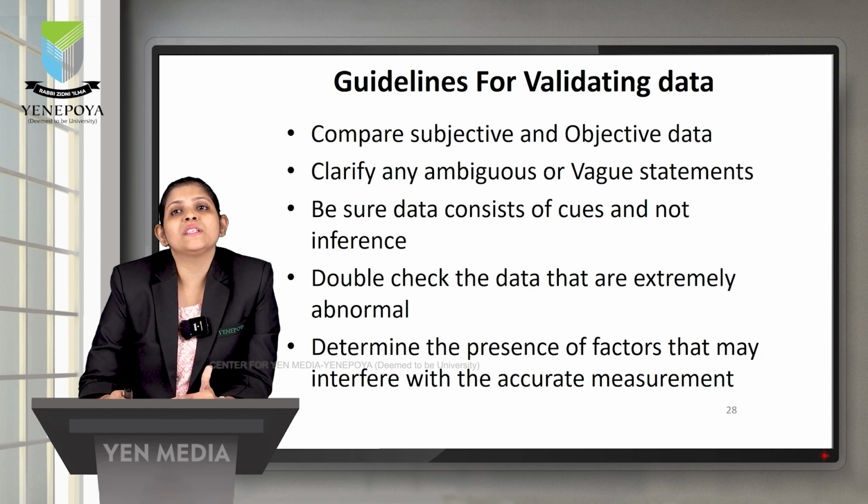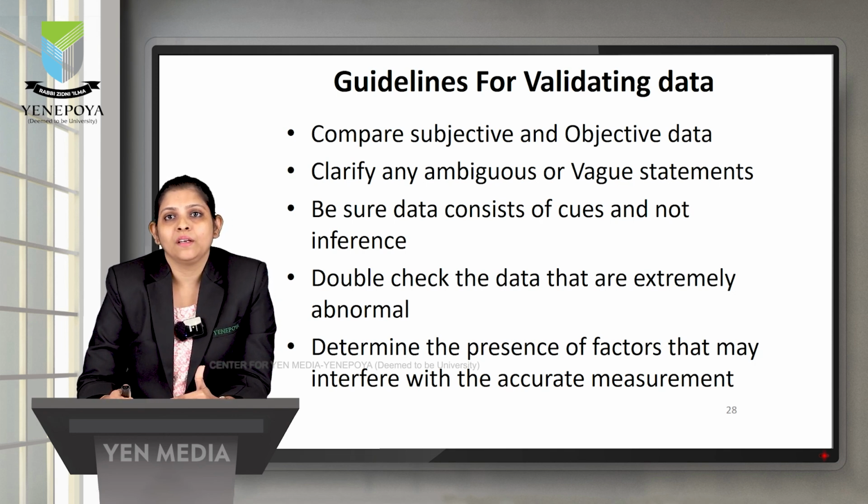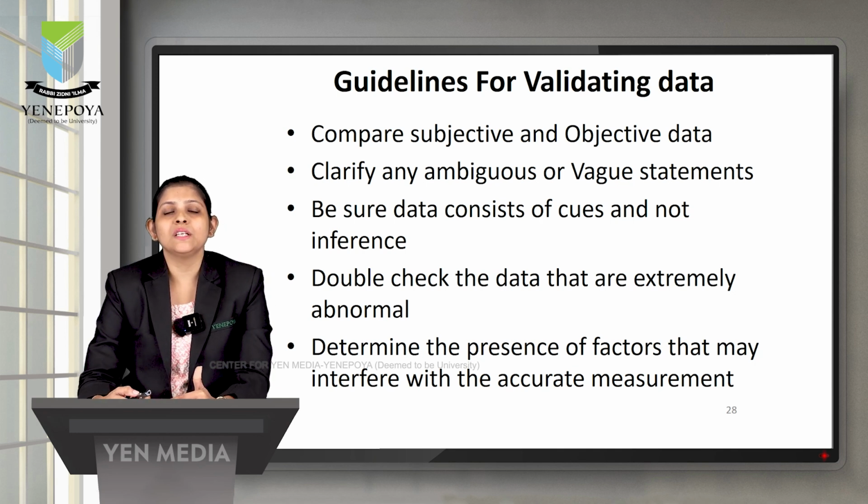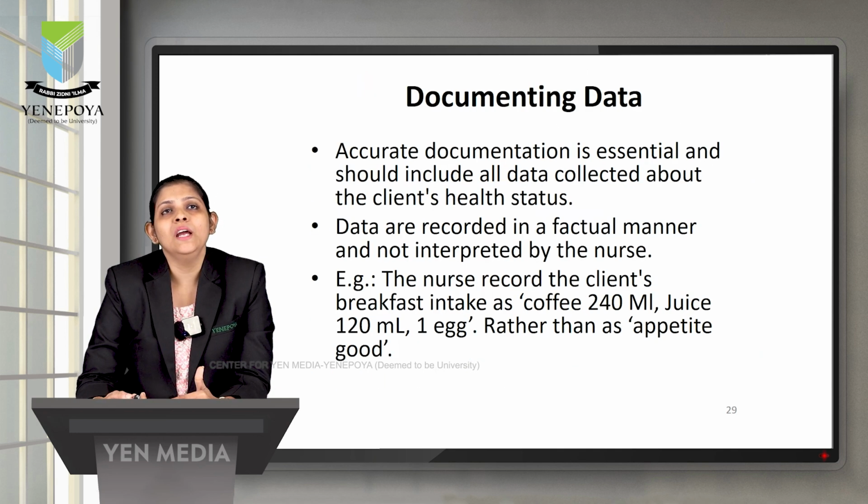Determine the presence of factors that may interfere with accurate measurement. For example, if you are checking the respiration of a child during crying, the respiratory rate will be high. Or if you check BP immediately after physical activity, it will be high. So make sure that you identify those factors and then take the measurement. These are some of the guidelines for validating the data.